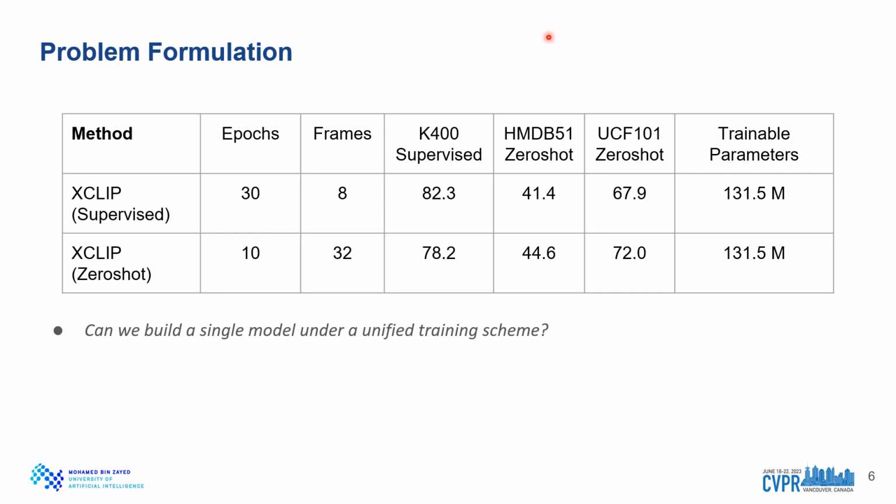Consider this example. The X-CLIP supervised model trained for 30 epochs using 8 frames produces a very good 82.3% accuracy on the Kinetics 400 supervised benchmark. However, it produces only 41.4% and 67.9% on the HMDB51 and UCF101 zero-shot settings. However, the X-CLIP zero-shot method, trained only for 10 epochs with 32 frames, produces much better zero-shot performance of 44.6% and 72% on HMDB and UCF. However, it falls by nearly 4% on the Kinetics 400 supervised performance.